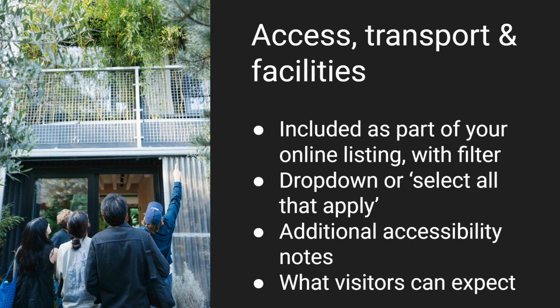Access, transport and facilities. So the information you put here is included as part of your online listing. We have filters on our program website. So for example, visitors can apply the filter for, say, accessible toilets, and then they'll only be shown buildings with accessible toilets. So it's really important that you try and be really accurate about the information that you're sharing here, and as complete as you can, because it will allow visitors to make informed decisions about where they go.